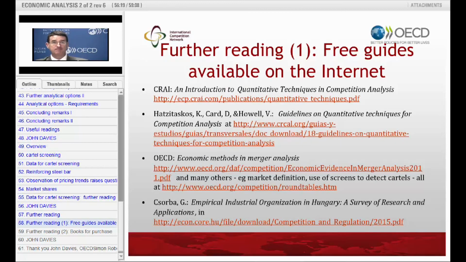So for general further reading, firstly, there are some very good guides available for free on the internet, and we've listed some of them here. The booklet by Charles River Associates is quite old, but it's an excellent overview of how quantitative techniques are used in competition cases. The guide by Hatzitaskos et al. goes into more detail. It was published by the Regional Center for Competition in Latin America, and that site has a lot of useful materials on it in both English and in Spanish.